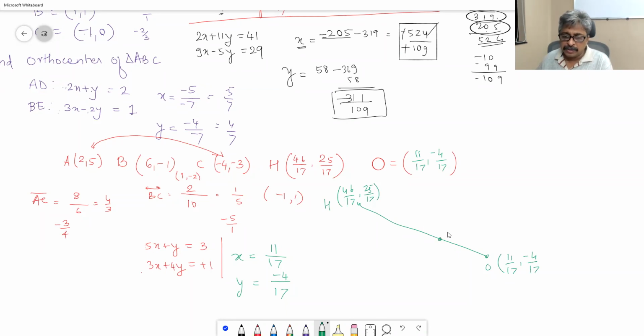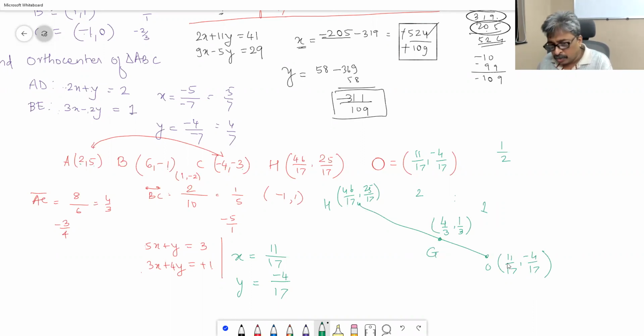And what is G? G is easy. 2 + 6 is 8, minus 4 is 4, so 4/3, comma, 5 - 1 is 4, minus 3 is 1, so 1/3. Okay, this is G. Now we need to check whether OG upon GH, geometrically we know, is 1/2. Is G dividing OH in the ratio 2:1?